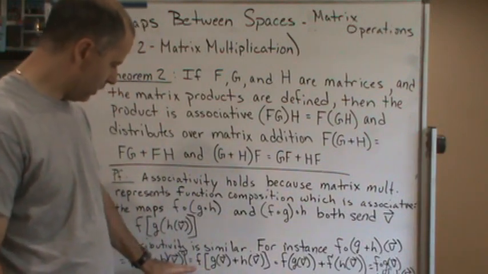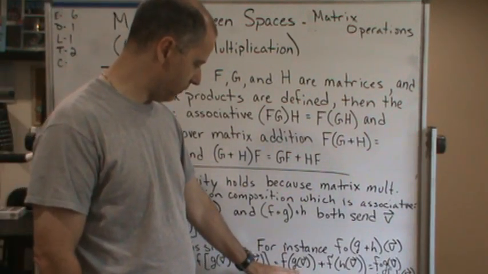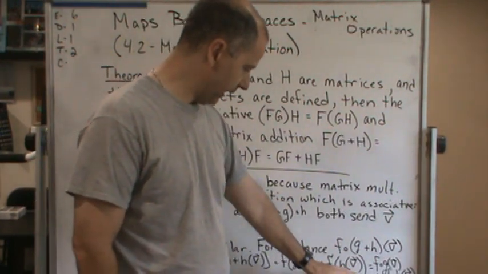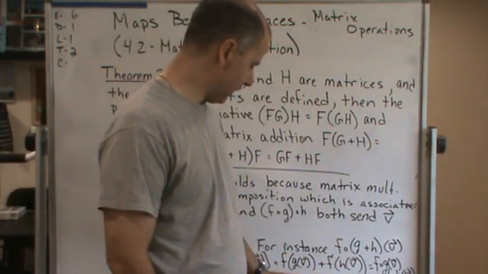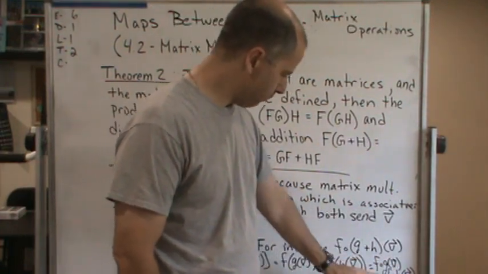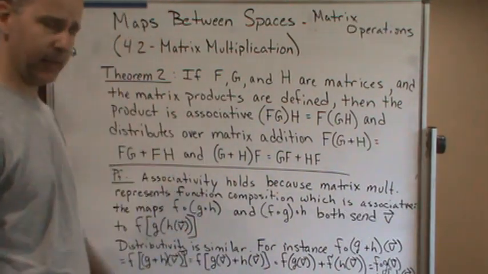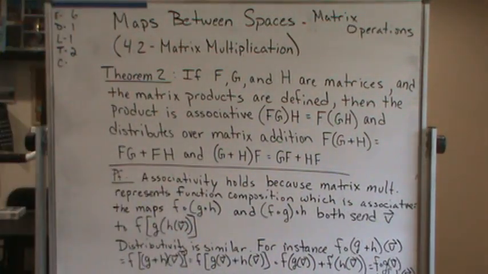And of course, we now can break this apart, and this is F of G of V plus F of H of V, which is the same thing by definition of composition. F circle G of V plus F circle H of V. And doing the right side is a similar argument. And that proves the result.